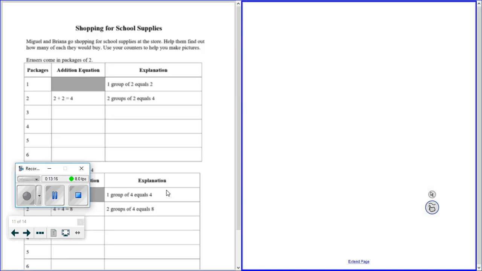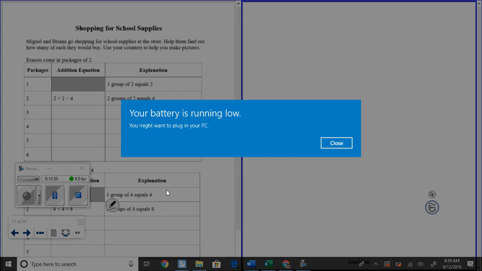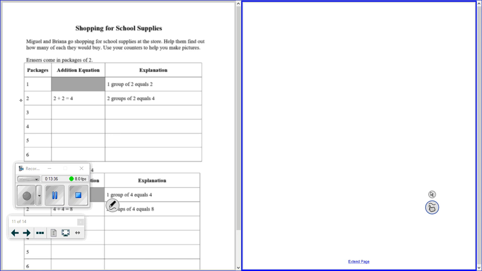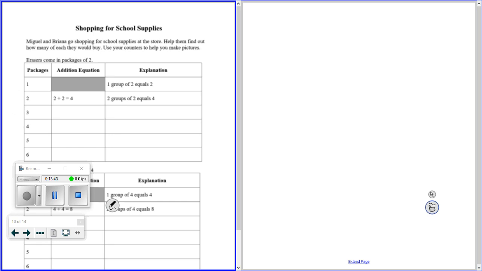Alright, so you have your counters on your desk, and we know that these friends are going school supply shopping, right? The first thing that they come across are erasers. It says erasers come in packages of 2. So on the side here, we have the number of packages. Oh man, why is this deciding not to work again? Oh, there it goes. Alright, so let's do 2. We need 2 packages of 2 erasers.